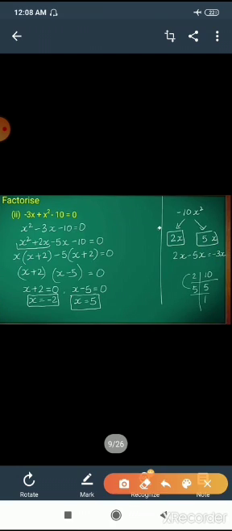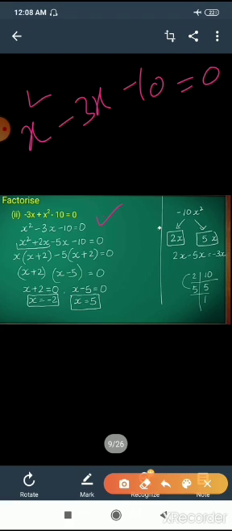Here is one more example. Minus 3x plus x square minus 10. So it is not in the standard form. First you need to convert the given equation into standard form. First write the x square term, then the x term: x square minus 3x minus 10 is equal to 0, which is converted into the standard form.